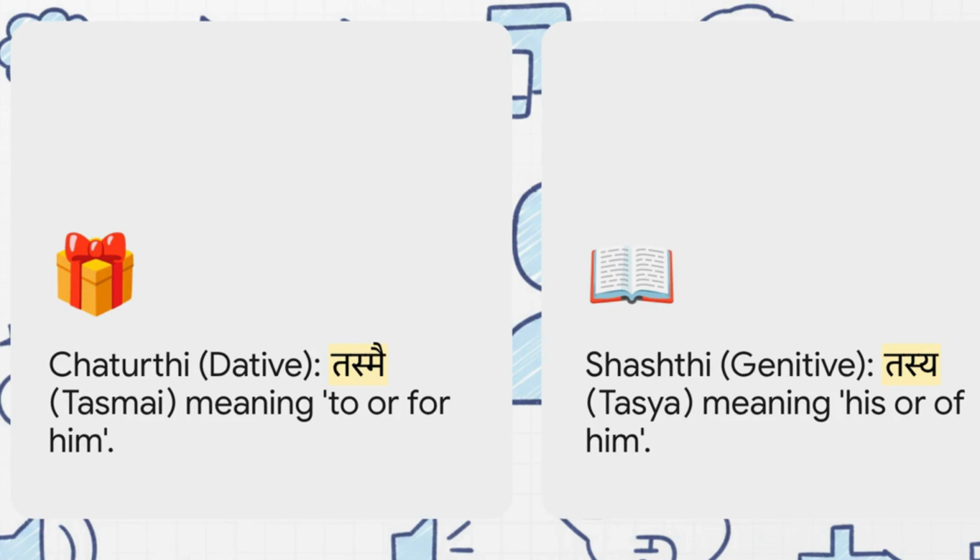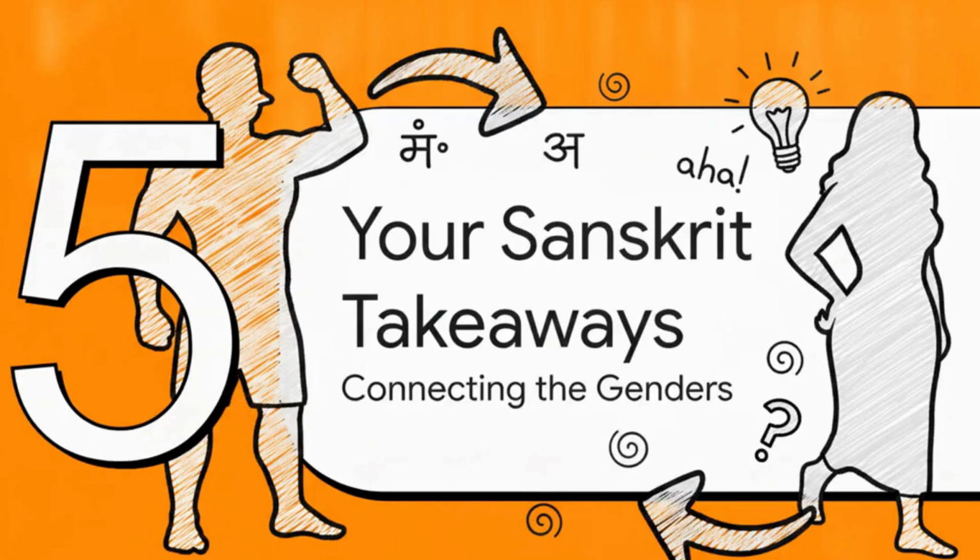You use tasmai when you want to say to him or for him, like if you were giving a book to him. But you use tasya when you want to show possession, meaning his or of him, like if you were talking about his book. Tasmai versus tasya. Honestly, keeping these two distinct in your mind will instantly improve your Sanskrit accuracy. Which brings us to Section 5, your Sanskrit takeaways, connecting the genders.